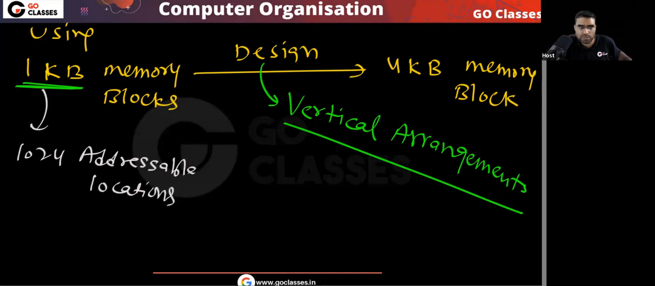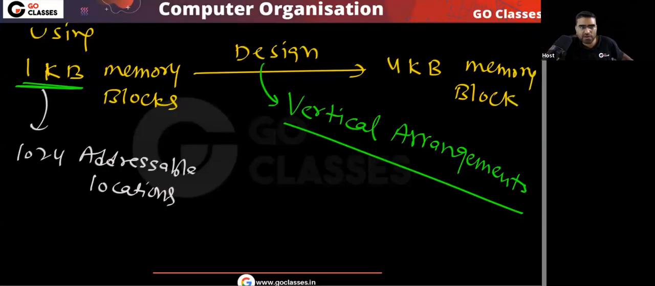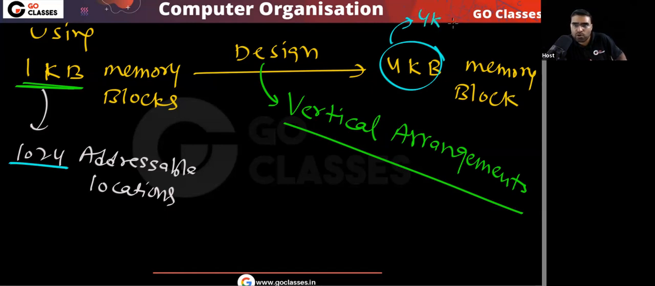Addressable locations. Remember, the memory is byte addressable, that is given to you. So you can see you have 1 KB memory, byte addressable, so we have 1024 addressable locations. And how many do we want? We want 4 times these locations, 4K locations.